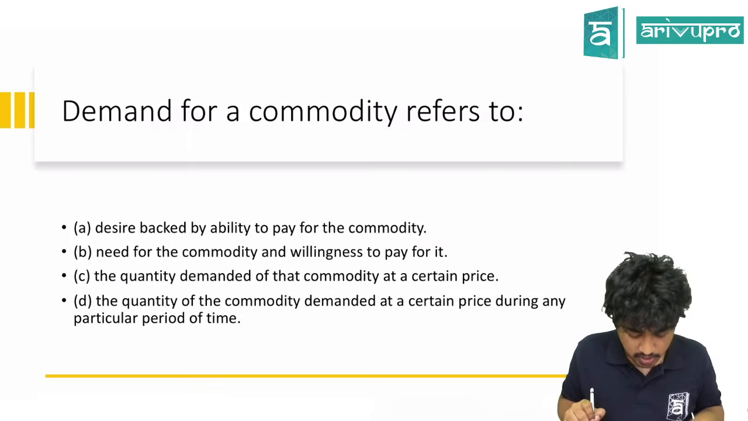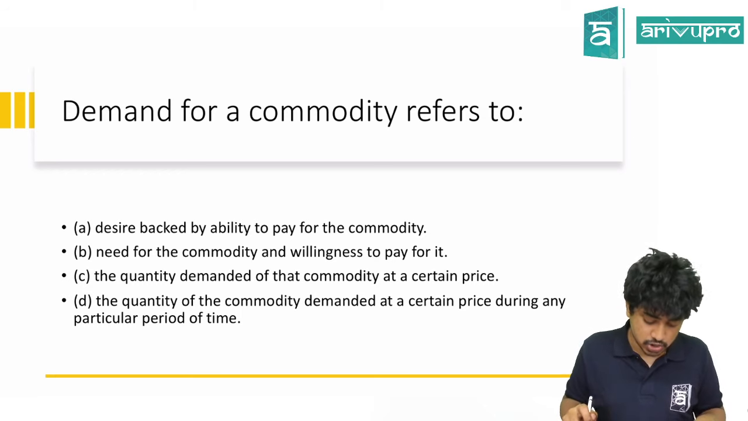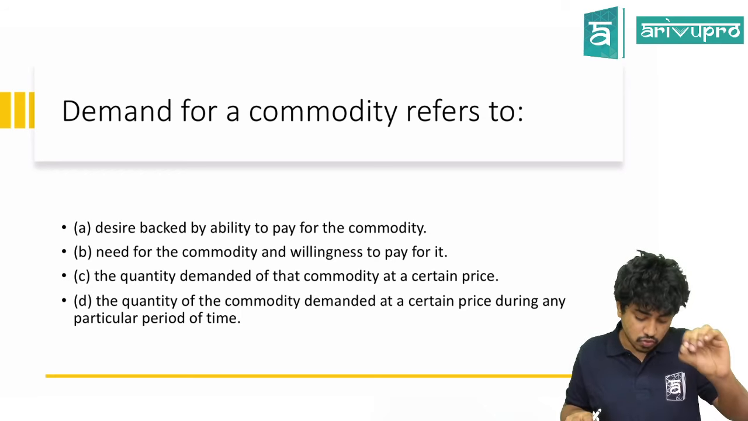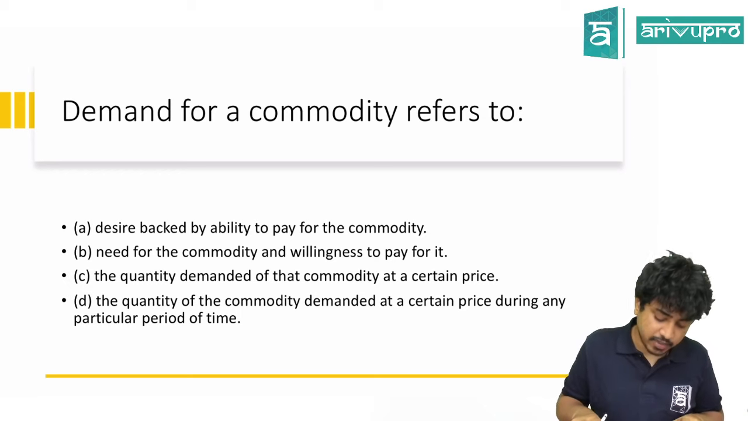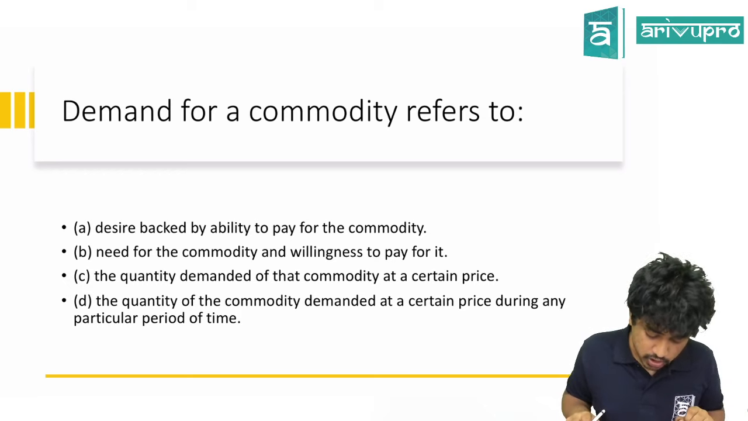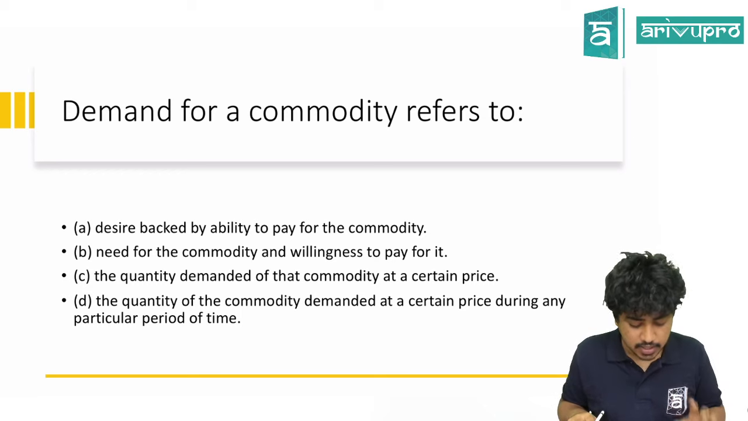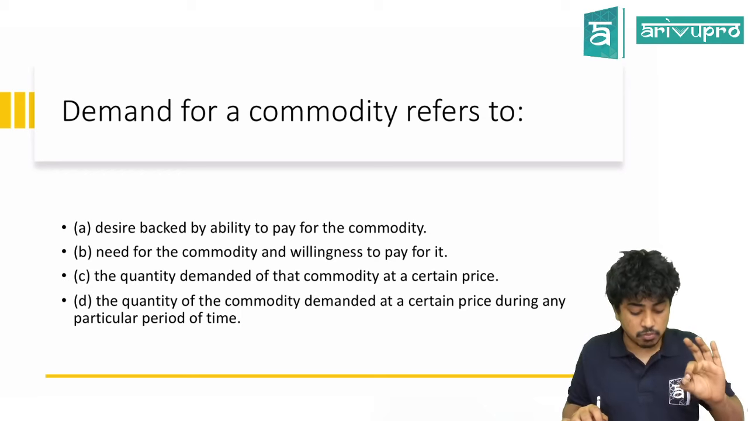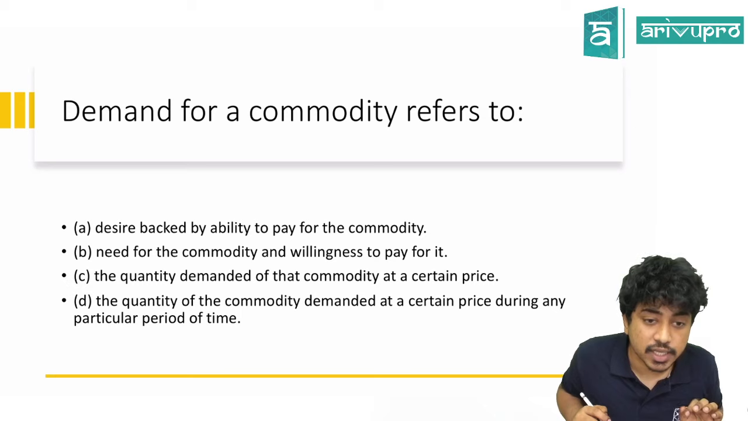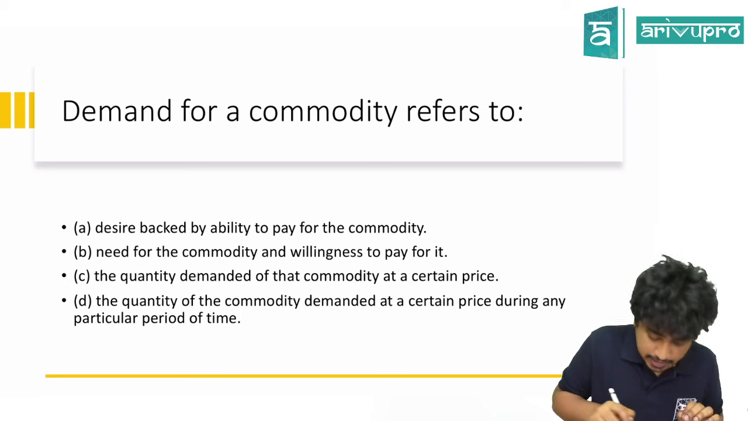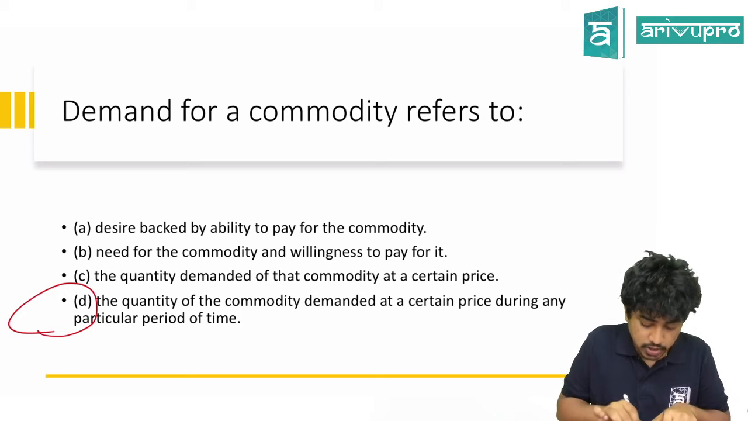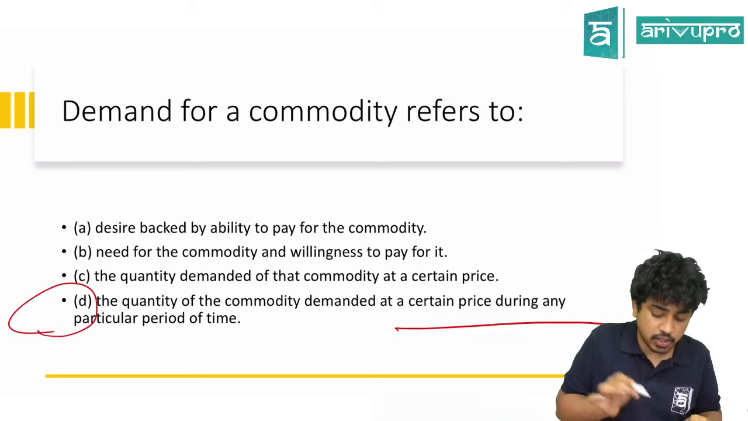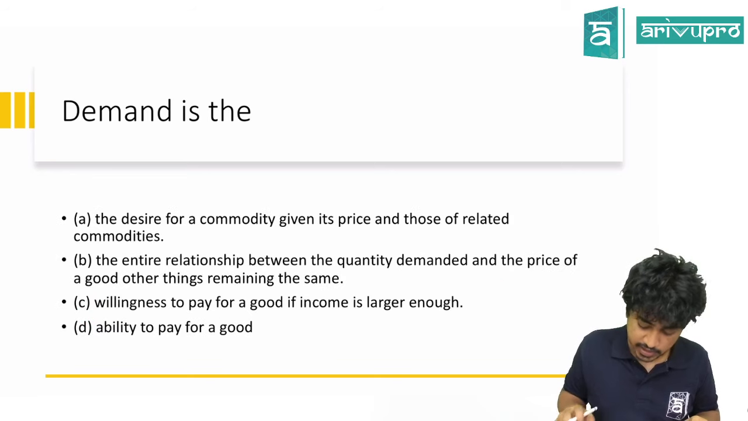Right? So can we answer this question, please? Demand for a commodity refers to what? A, desire backed by ability to pay, or B, need for a commodity and willingness to pay for it, C, the quantity demanded of the commodity at a certain price, D, quantity of the commodity demanded at a certain price during a particular period of time. Which one is the answer? Answer is D, right? Quantity of commodity demanded at a certain price and time. We clear?